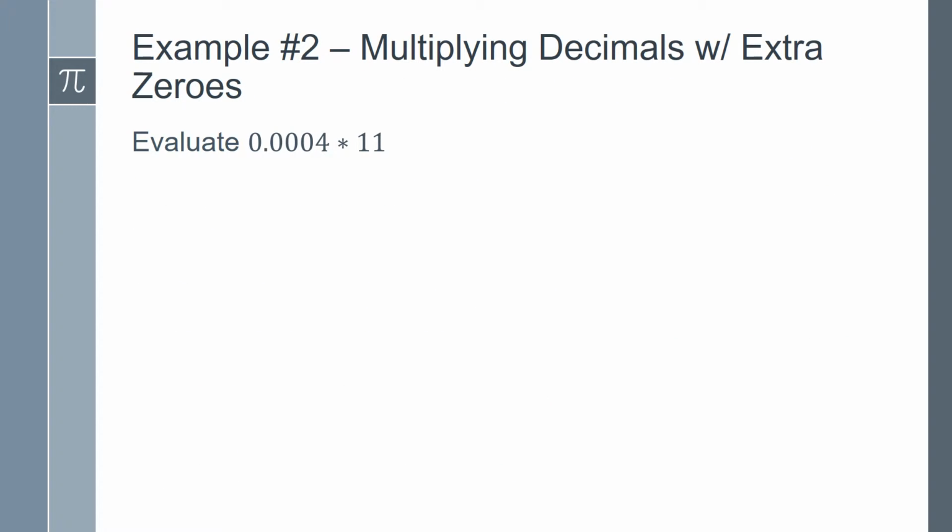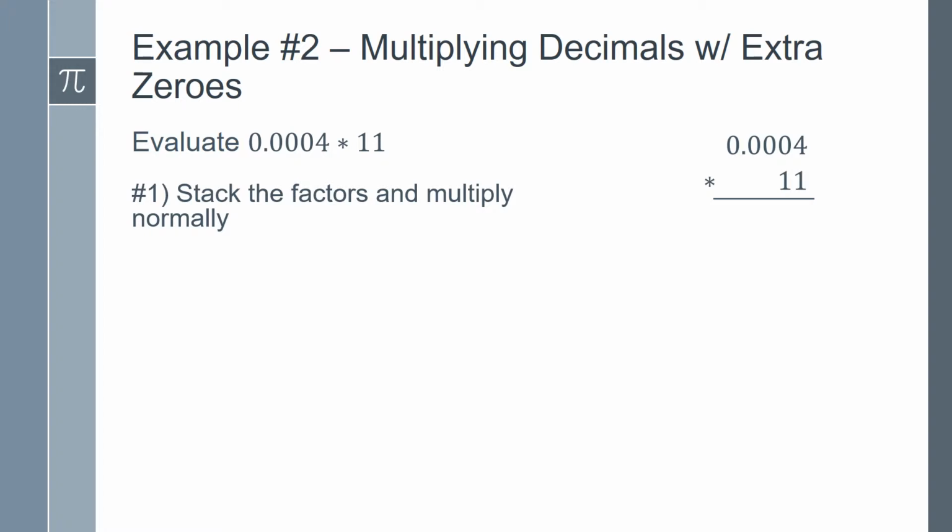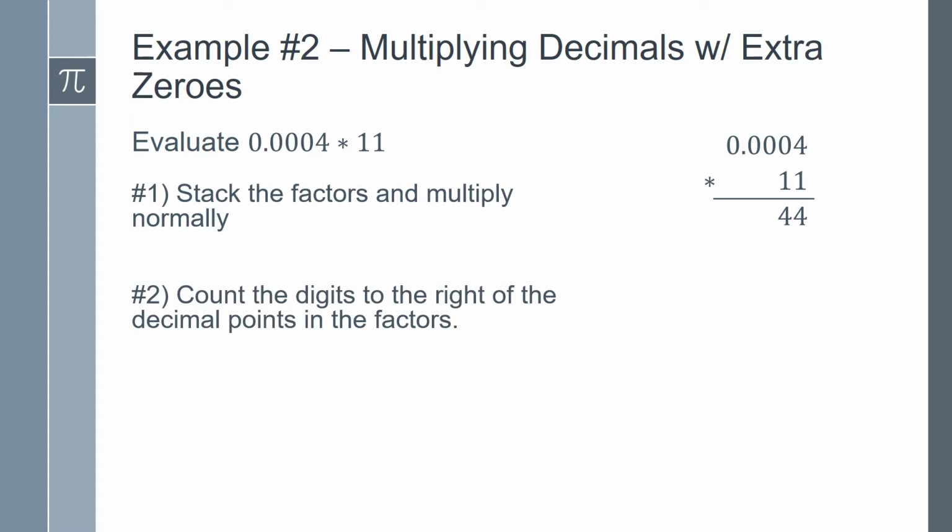For example number 2, we will need to evaluate 0.0004 times 11. Once again, we'll stack the factors and multiply normally. So if we look at this as 4 times 11, the answer is 44. Next, we will count the digits to the right of the decimal points in the factors, and we see that there are 4 decimal places in 0.0004 and 0 decimal places in the number 11.